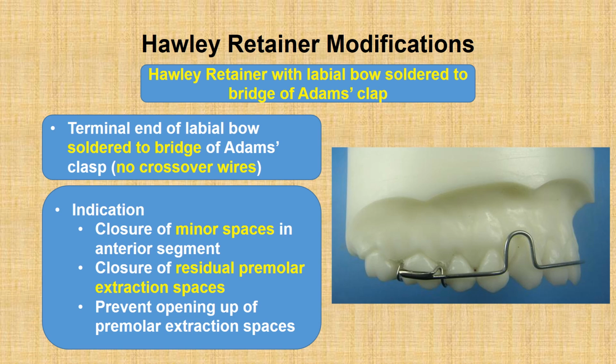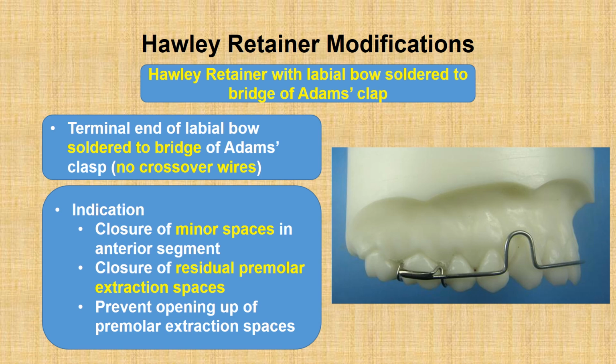Now the labial bow of a Hawley retainer can also be soldered to the bridge of the Adams clasp. So the terminal end of the labial bow is soldered to the bridge of the Adams clasp. Therefore, it eliminates the crossover wire. Again, the indication is it can be used to close minor spaces in the anterior segment.